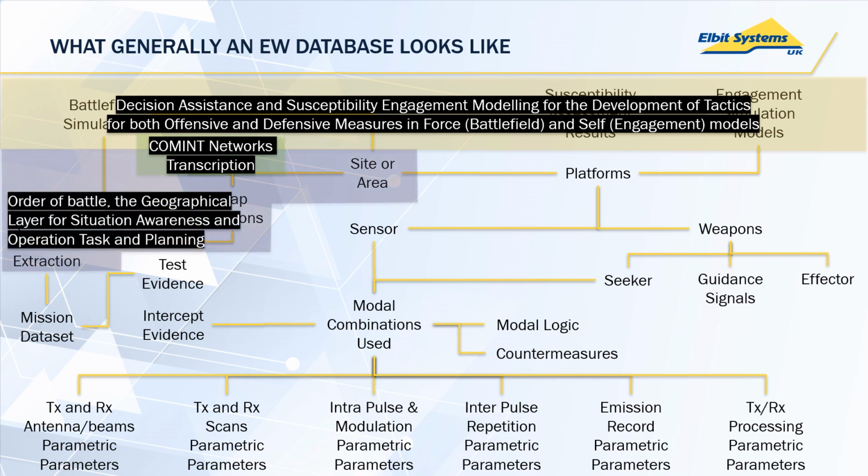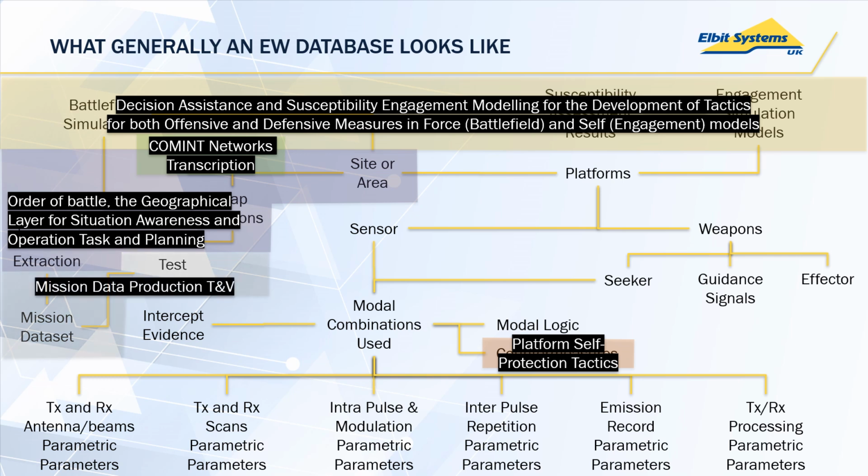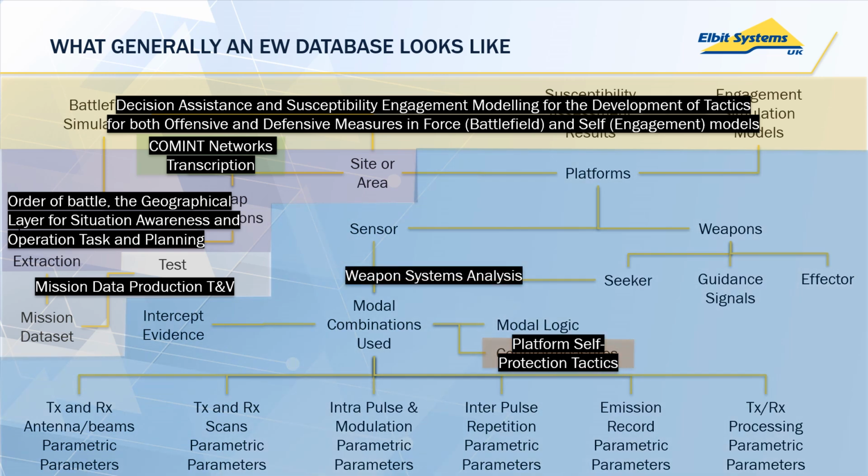Then there's an area that's about the operational order of battle. It's the geographical layer, and it's used for situation awareness and may be used to prepare operational tasks based on geography. There's also a countermeasure tactics part, which is a specialized part of the database. And then there may be parts that are to do with test and validation and production assistance. And then the larger part of it is about weapon systems analysis, or threat analysis, or even ELINT and SIGINT activities. And that's actually the most common element within all of the databases shown.